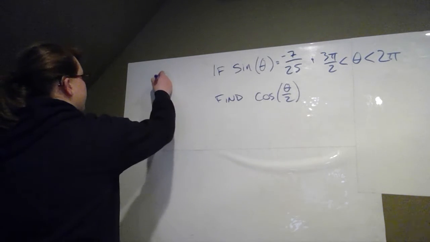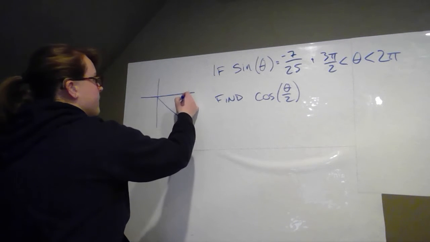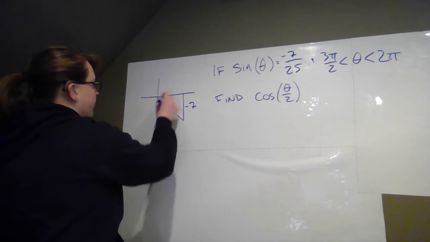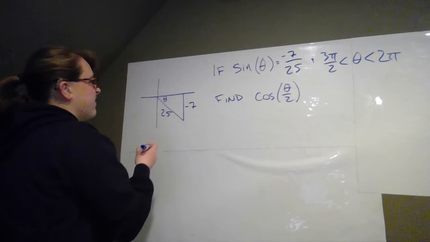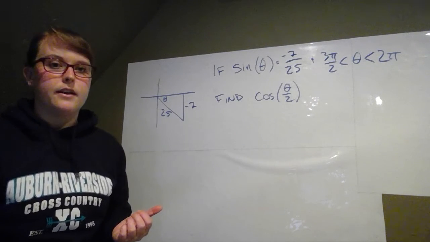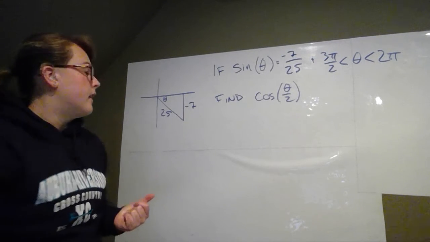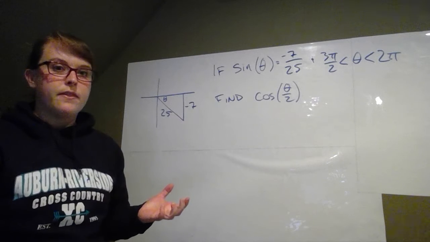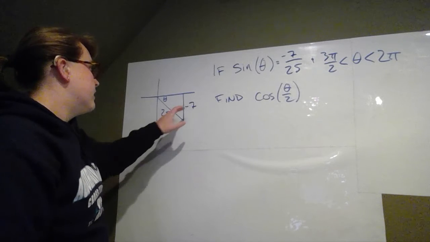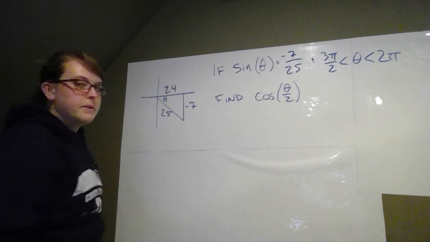3 pi over 2 to 2 pi is going to be the fourth quadrant. And sine is opposite over hypotenuse, so -7 and 25 go right there. And so then to find the missing side so that we can figure out what cosine is, since the half-angle identities rely heavily on cosine, we're going to need to either use the Pythagorean theorem, so a squared plus b squared equals c squared, or you could notice that this is the Pythagorean triple, 7, 24, 25. Either way, you should get that this missing side is 24.